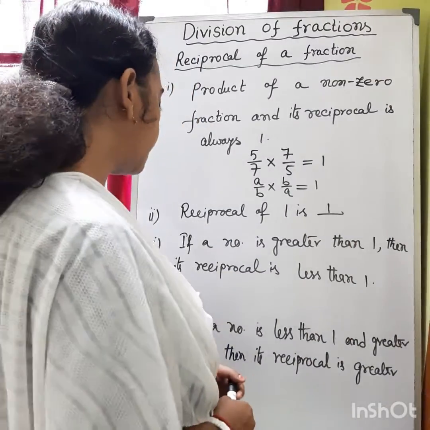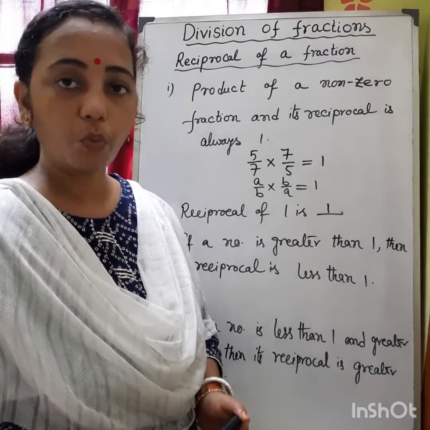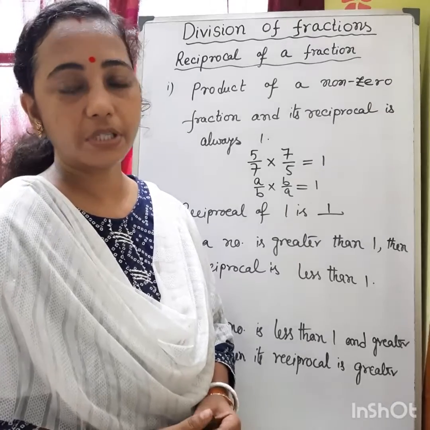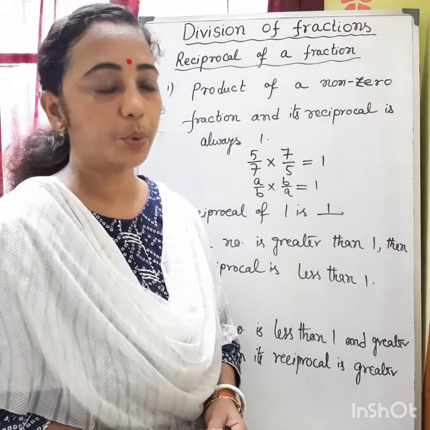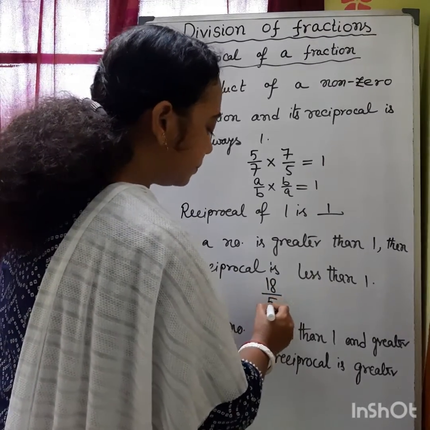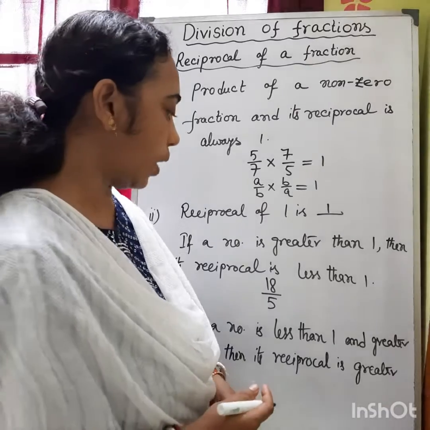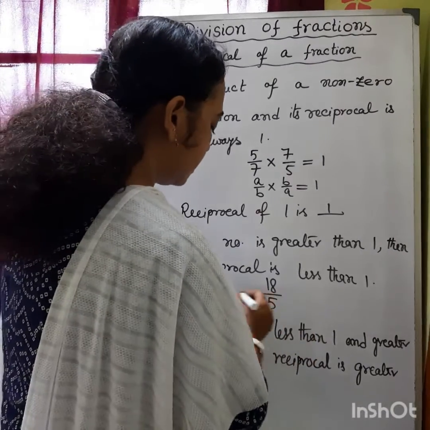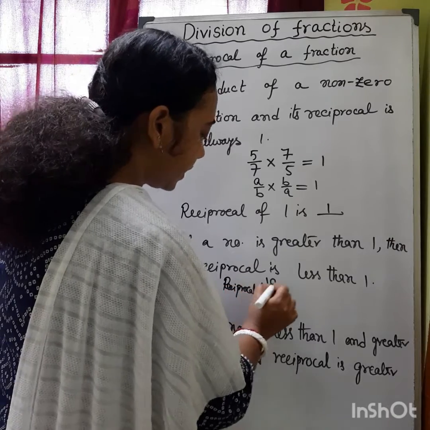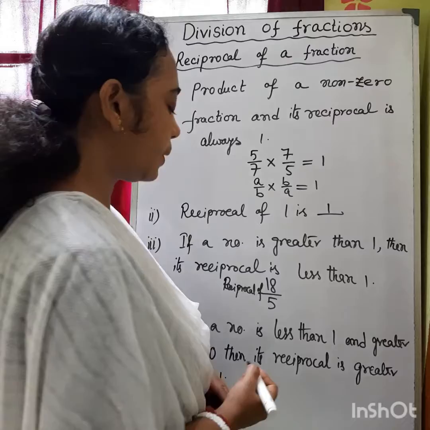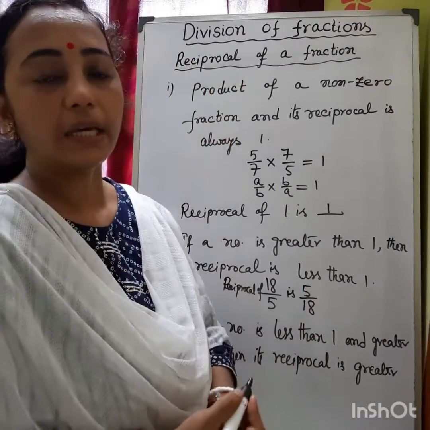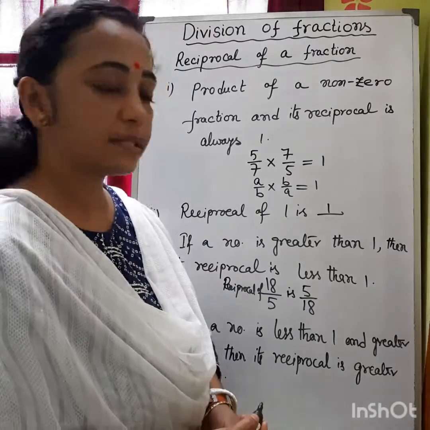Now let us see the third point. If a number is greater than 1, then its reciprocal is less than 1. Let us take a number which is greater than 1. For example, an improper fraction, say 18/5. It is an improper fraction and its value is greater than 1. So its reciprocal is 5/18. Here 5/18 is a proper fraction whose value is less than 1.